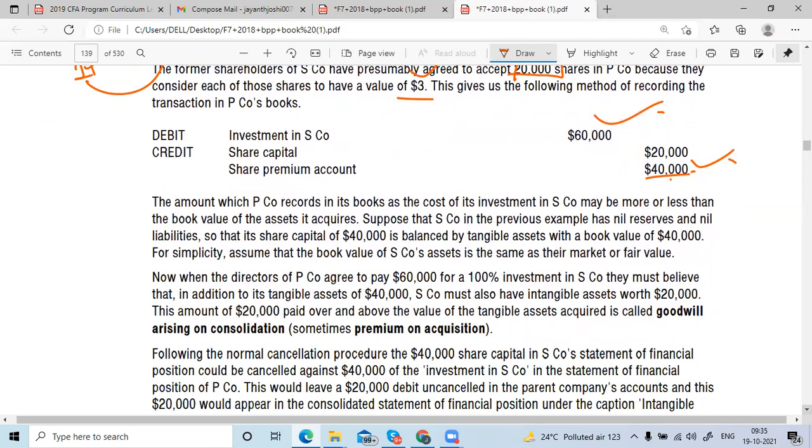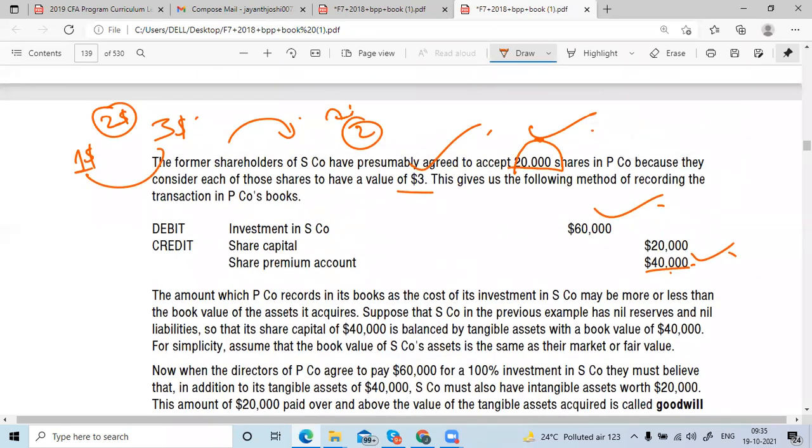Everyone understood this? Shall I move forward? Yes, sir. Everything is fine, sir. Only one thing with goodwill, sir. The premium amount is going to the shareholders' account, na? Not to the company. Your doubt will be clarified now because that goodwill is coming into the picture now. Please wait for 2 minutes.